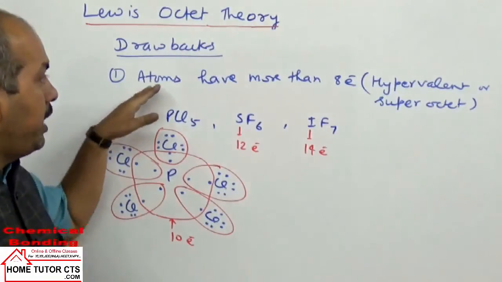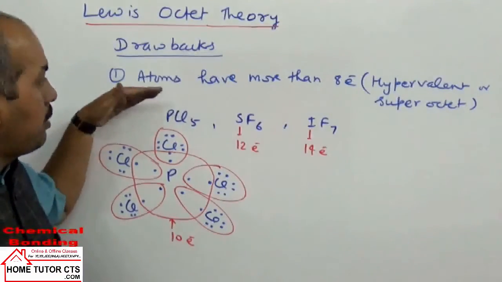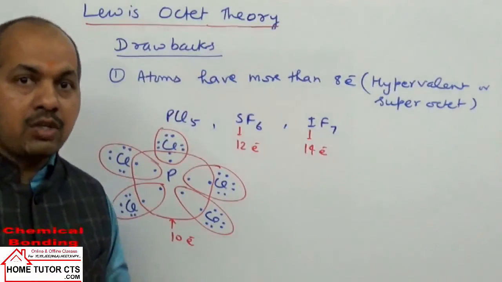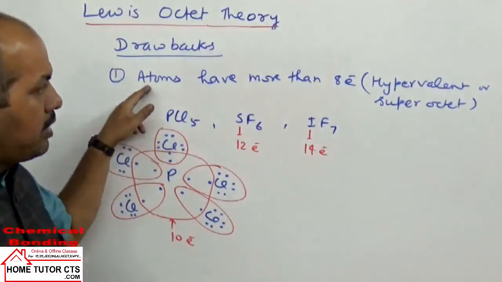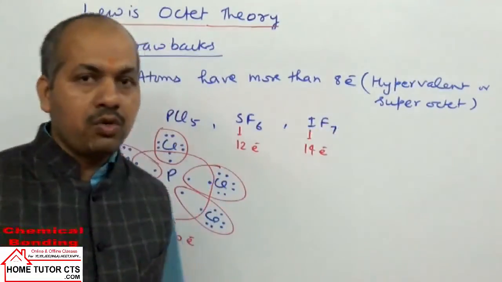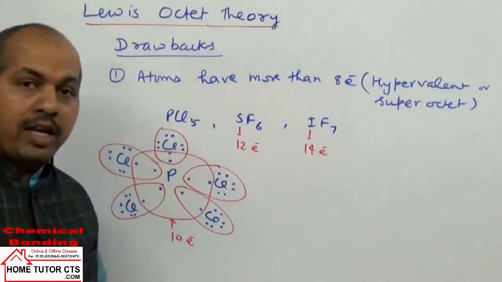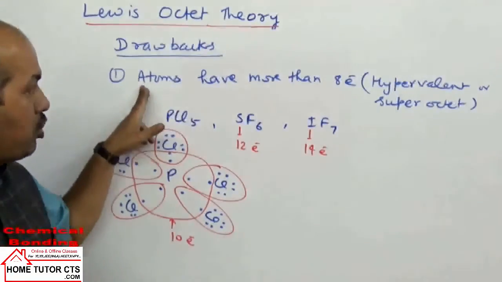What is its meaning? The atoms are not obeying this theory, or some atoms will have more than 8 electrons, commonly the central atom. Such molecules in which the central atom has more than 8 electrons, we call hypervalent molecules or having superoctet. That is one drawback.